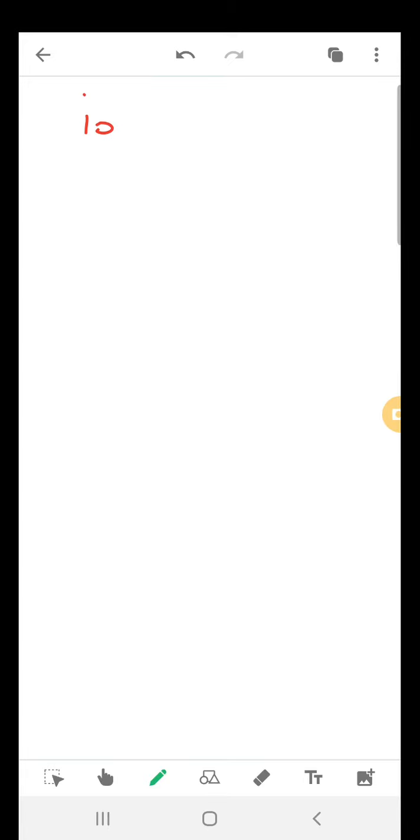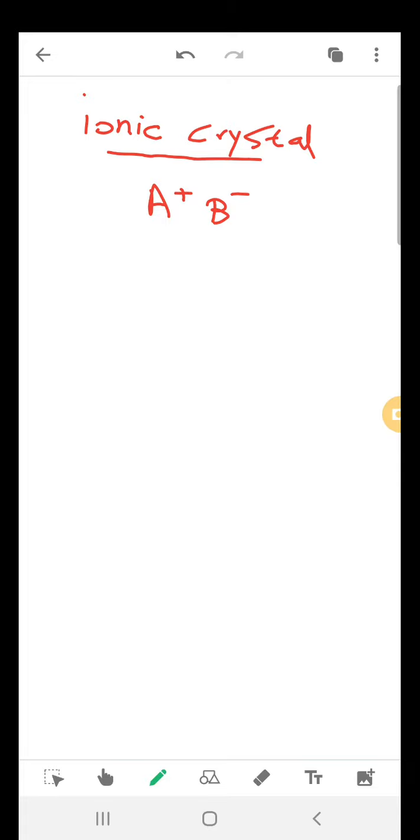Ionic crystal. When an ionic crystal, for example NaCl, consists of one cation and one anion, and these two form a crystal, it is called an ionic crystal.